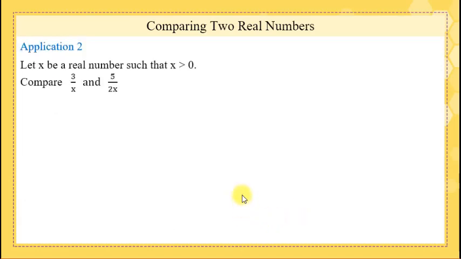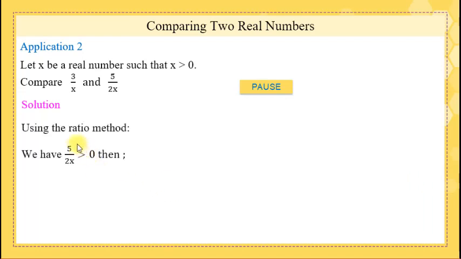Application 2, stop the video and try by yourself. And this is the solution using the ratio method. First we check that 5 over 2x is greater than 0 because x is greater than 0, and then we divide 3 over x by 5 over 2x to get 6 over 5, which is greater than 1. Because the result is greater than 1, then the numerator, which is 3 over x, is greater than the denominator, which is 5 over 2x.